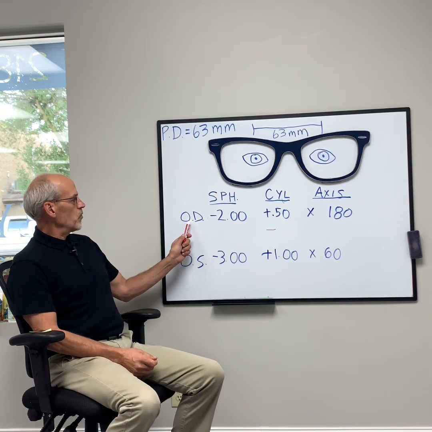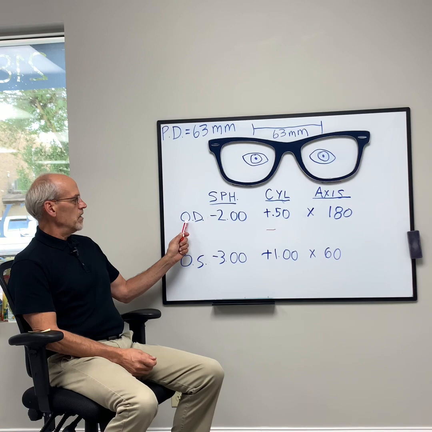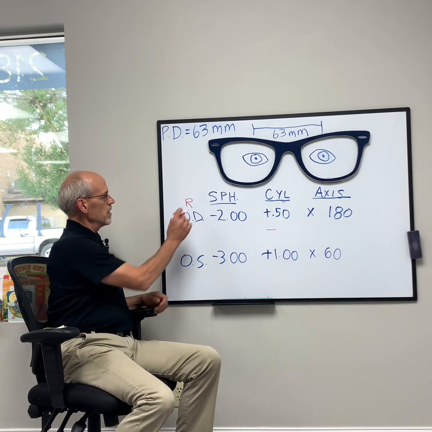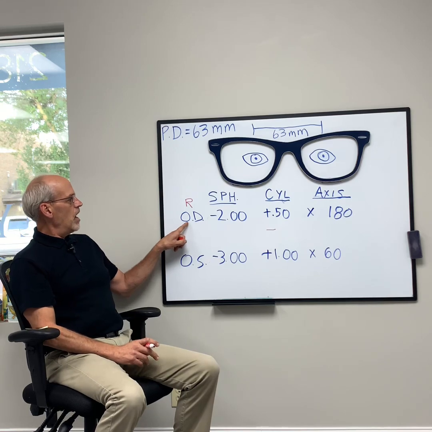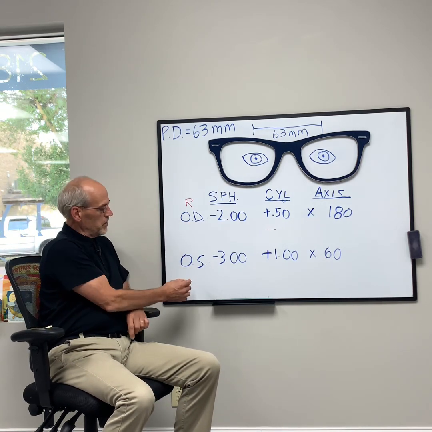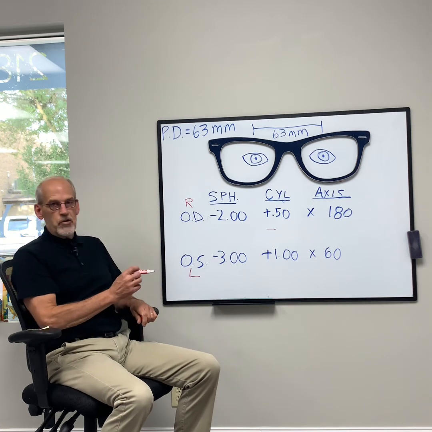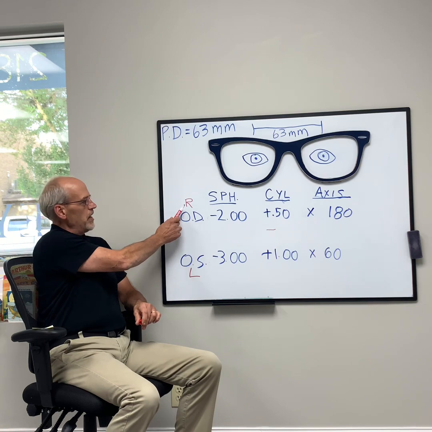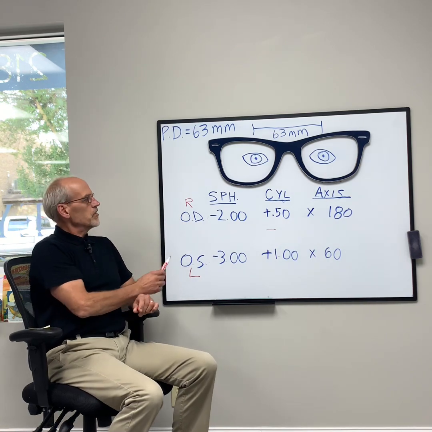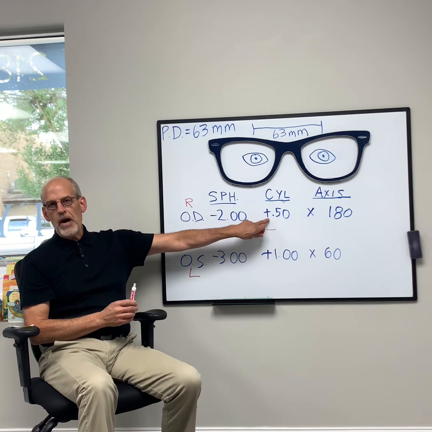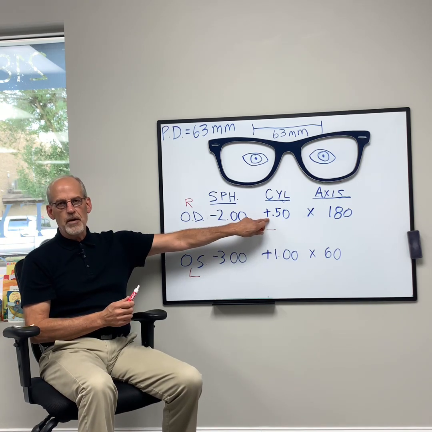So the right lens is OD. That stands for ocular dexter. Ocular sinister is the left lens. So you might have on your prescription OD, OS, you might have right and left. So here's a prescription written in plus cylinder form, probably done by an ophthalmologist or an ophthalmology group.